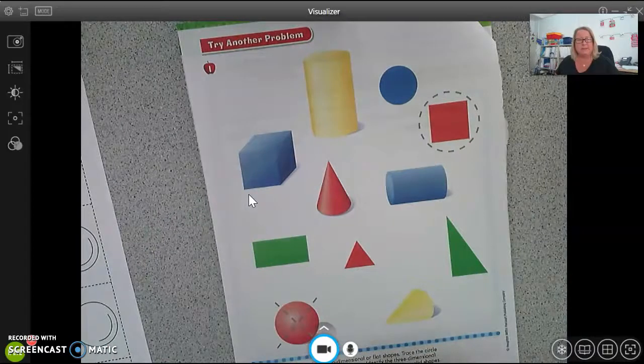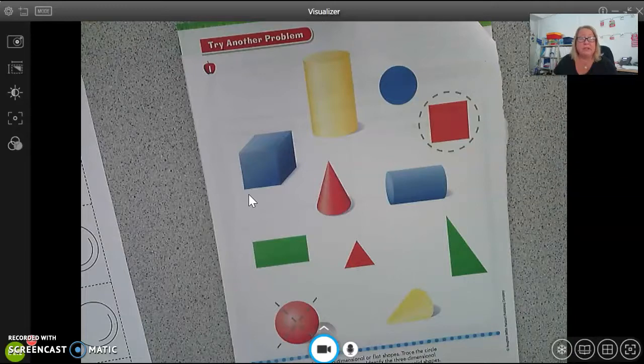This one's pretty easy. We are going to circle the two-dimensional shapes. Remember, those are the flat shapes. The square, the rectangle, the triangle, and the circle.